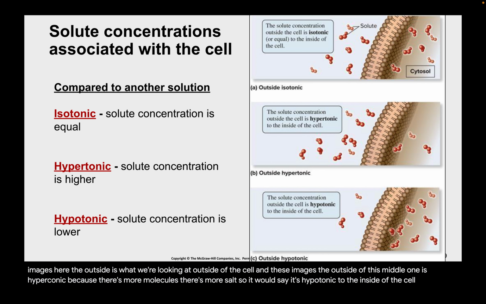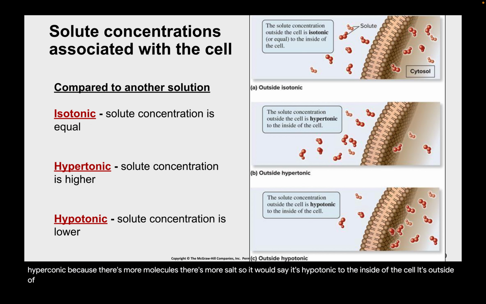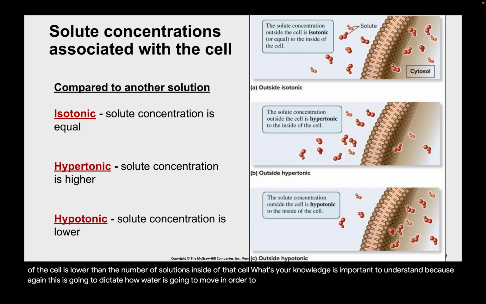And then we have hypotonic, right? Exactly the opposite. The number of solutes outside of this cell is lower than the number of solutes inside of that cell. Okay. Now, this terminology is important to understand because, again, this is going to dictate how water is going to move in order to equalize the water to solute ratios.